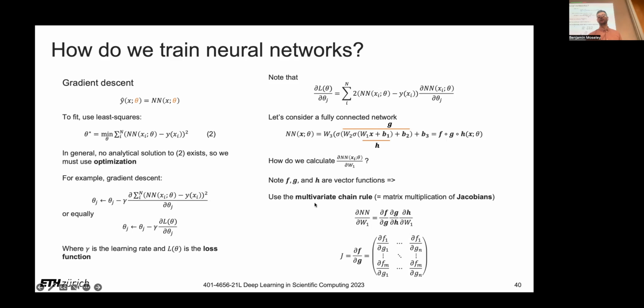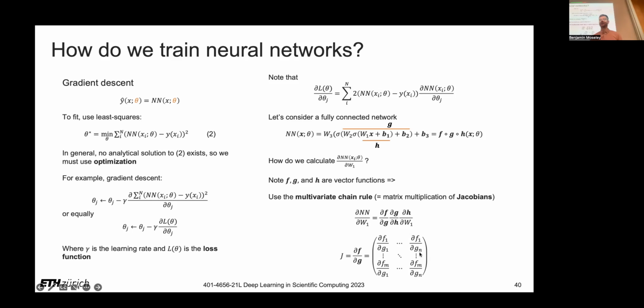Well, it's the same idea. We just have to use the multivariate chain rule. If we want to learn the derivative of the network with respect to the first set of weights, this in general is a vector, and you can think of the weights as a flattened vector. So for this derivative, we actually want to figure out what the Jacobian is. The Jacobian here is just a matrix which has the elements of F along the columns and the elements of G along the rows. And we want to evaluate what J is.